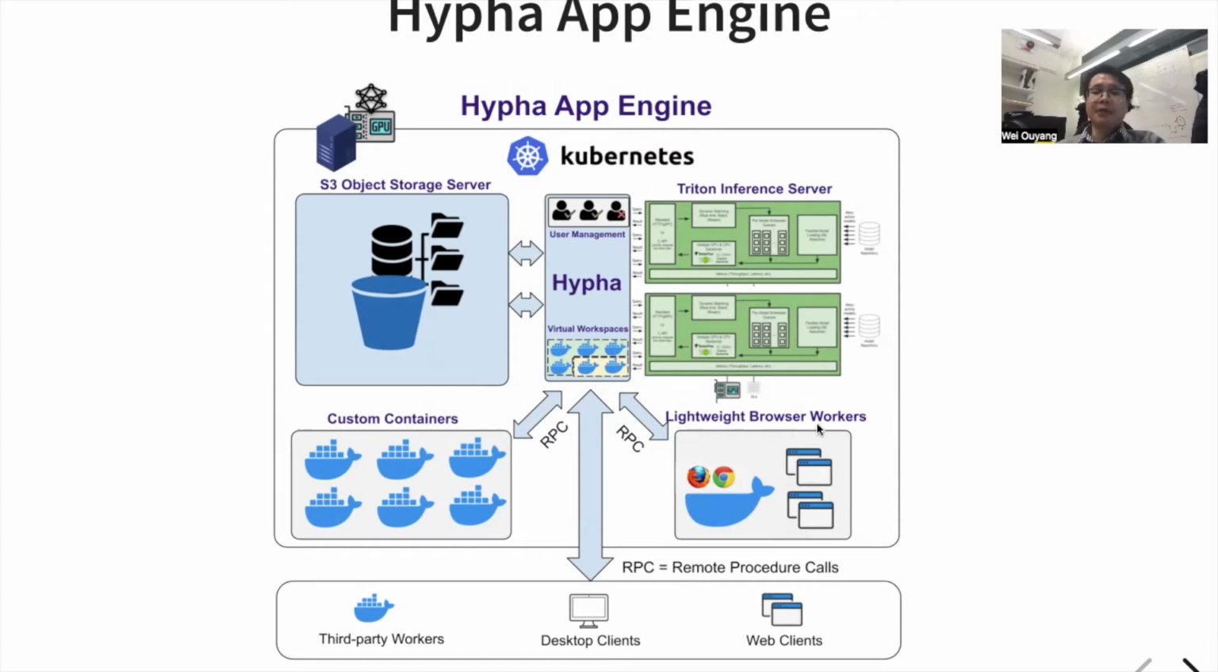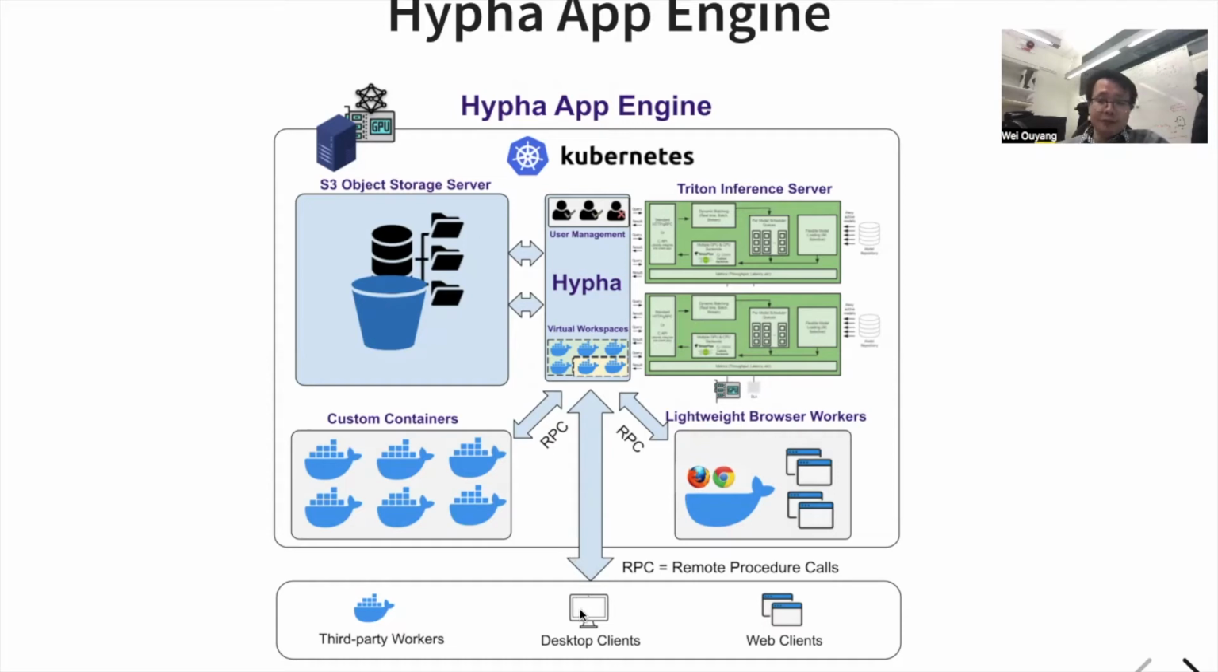And we have lightweight browser workers, which allow running arbitrary code from the user, enabling a kind of orchestration between different services within the cluster through this RPC connection, and we also support HTTP connection. So a third-party worker, which is an application running in another Docker container outside the Kubernetes cluster, for example, can also connect to the Hypha app engine.